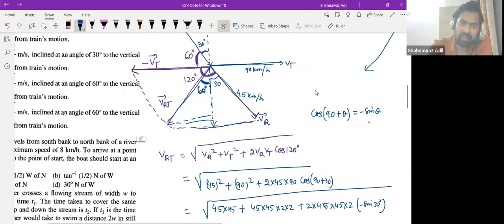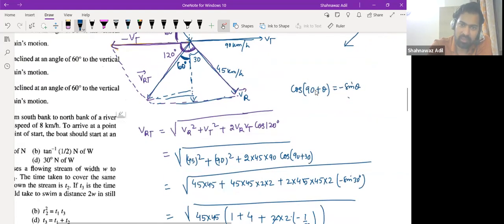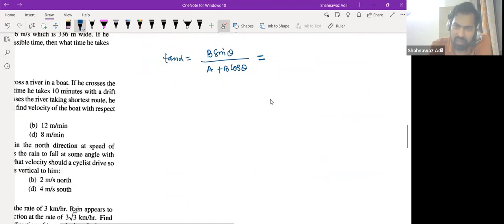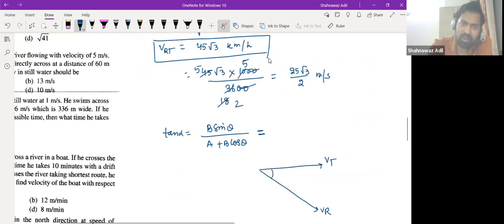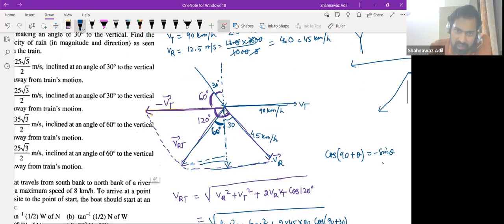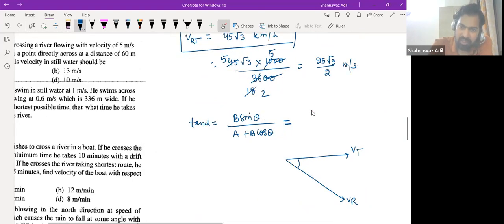So let me draw this vector part clearly. Then this would be one. We have this vector Vt, and then this is Vr, right? The angle between Vt and Vr is how much? So in this way, we can see clearly that this is 60, right? This is 60. Good.